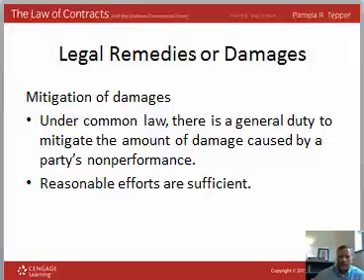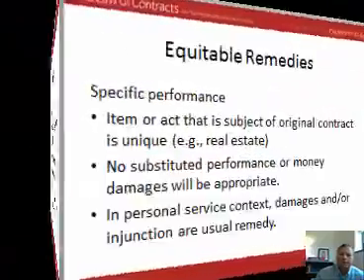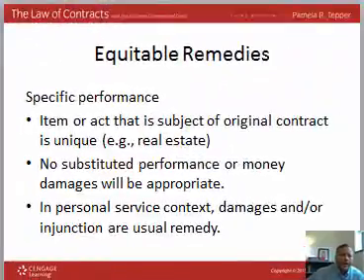They only have to use reasonable efforts, maybe advertising it in the paper, maybe posting it around, but only reasonable efforts to try to mitigate the damages. They don't have to go to extraordinary lengths, but they do have this duty of mitigation.